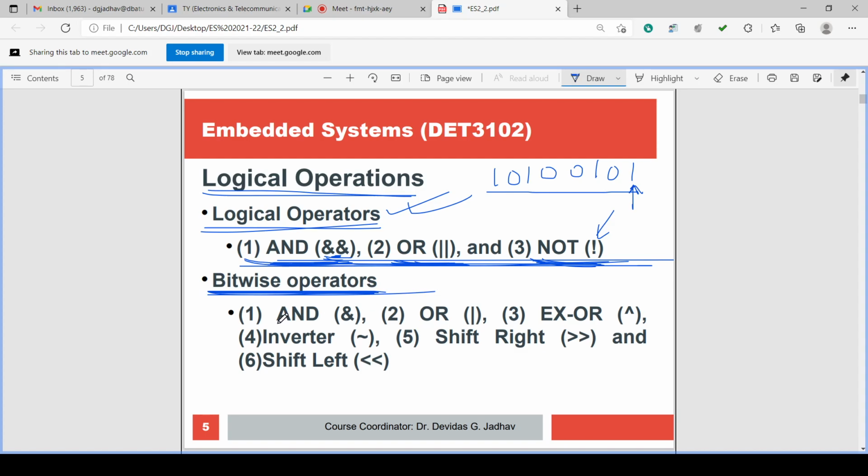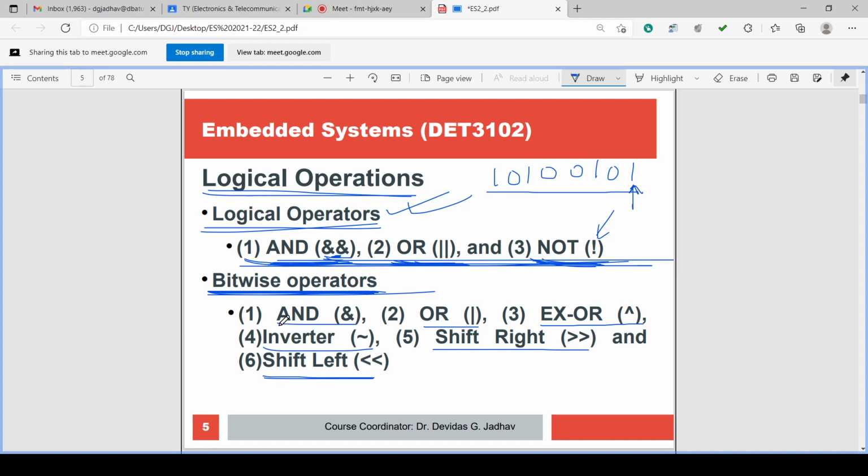In bitwise operation there is an AND operation, single ampersand. There is an OR operation, single vertical line. There is an XOR operation, single cap. There is an inverter operation, the single tilde symbol. And there is a shift right operation, greater than two times, and a shift left operation, less than two times.